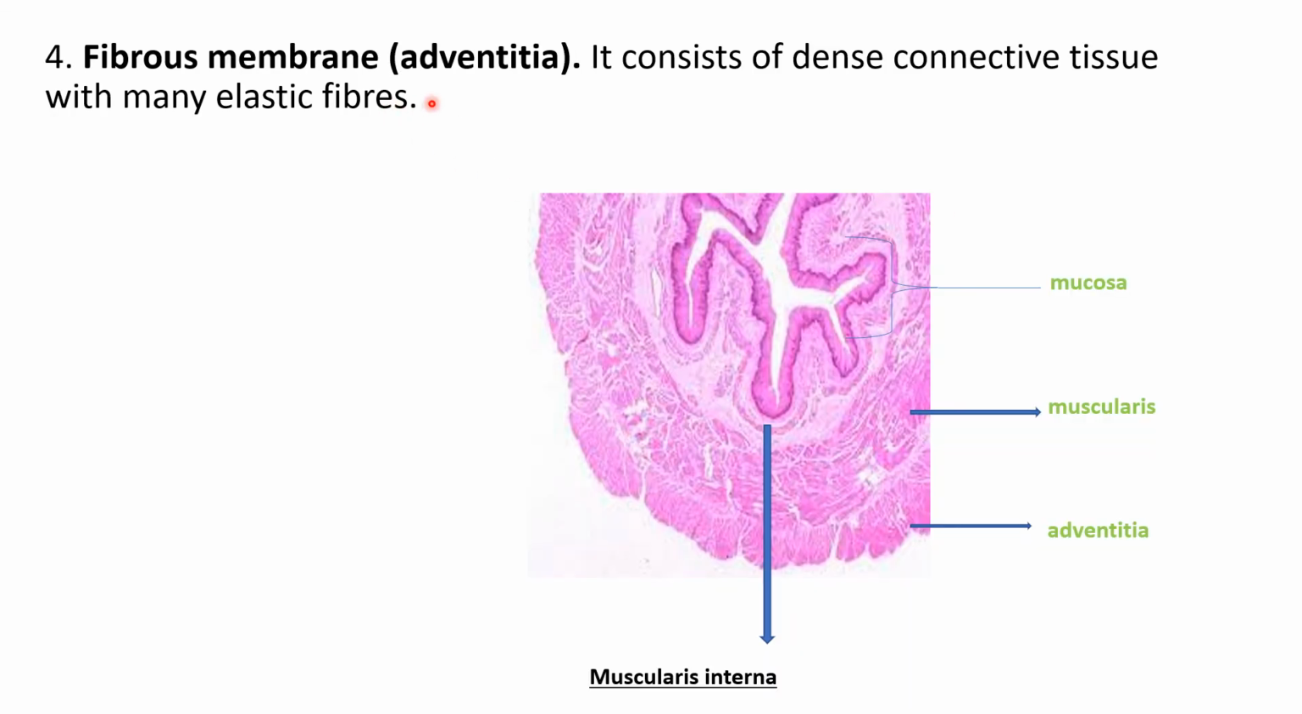The last layer is the adventitia. This is the last layer here. It is made up of dense connective tissue made up of elastic fibers.